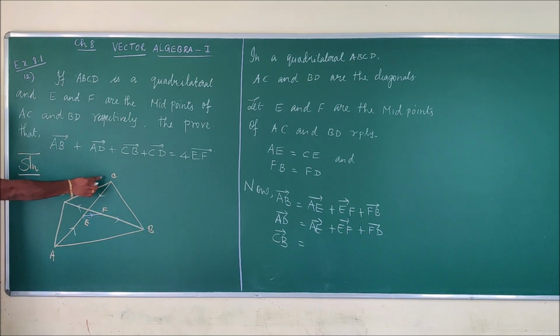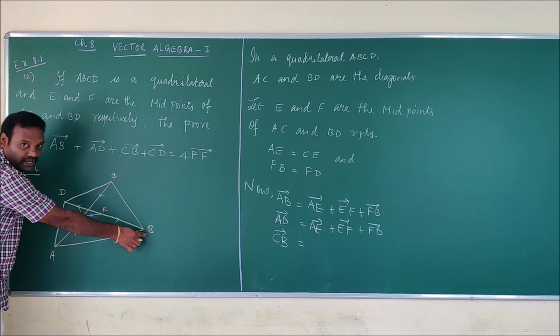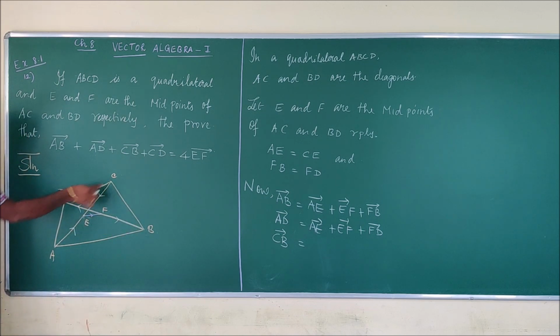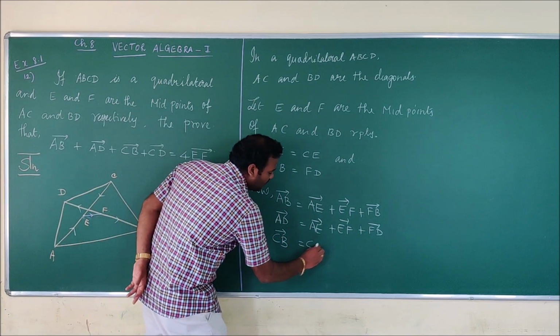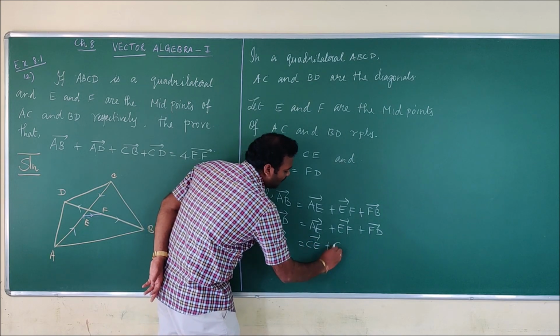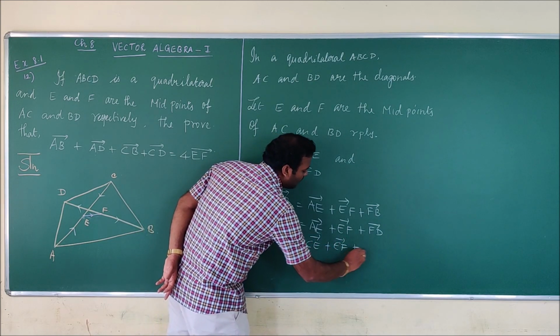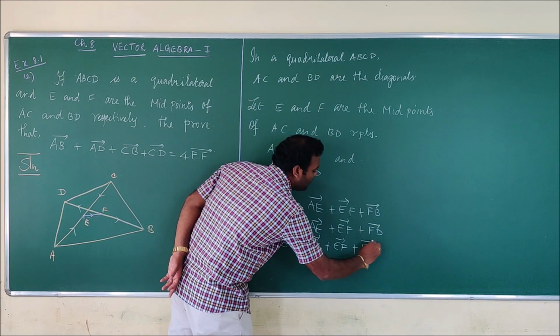Let me start with C. CE vector, then EF vector, then FB vector. So CE plus EF plus FB. So what you are having is CE vector plus EF vector plus FB vector.